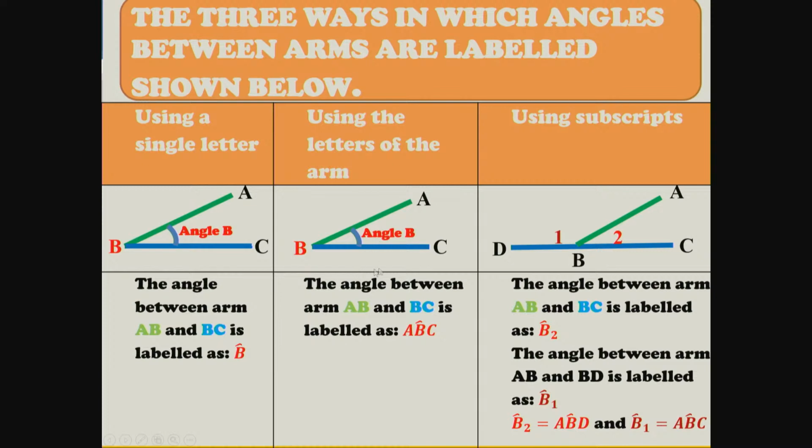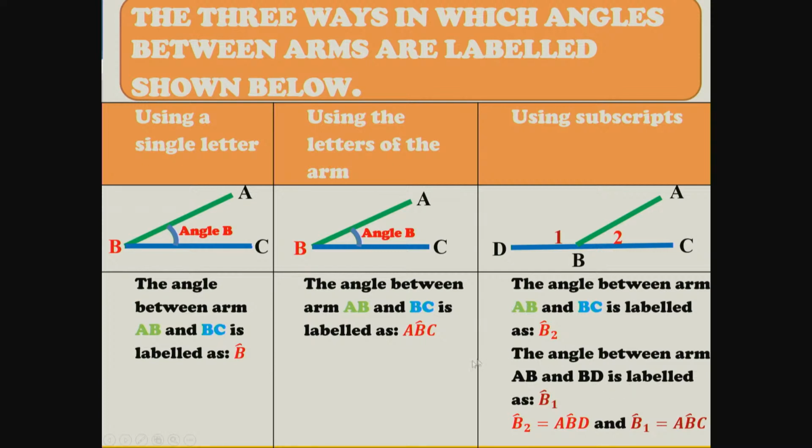Another way of labeling the very same angle is by using the letters of the arms, ABC or CBA. So the angle between arm AB and BC can also be labeled as angle ABC, or we can say it is angle CBA.